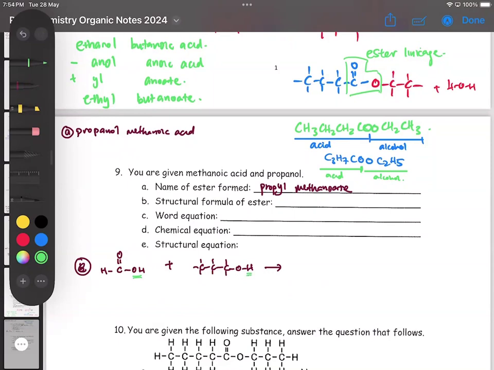So what's left behind? Your acid combined with the alcohol. That's all for the structure, for the ester plus the water behind.